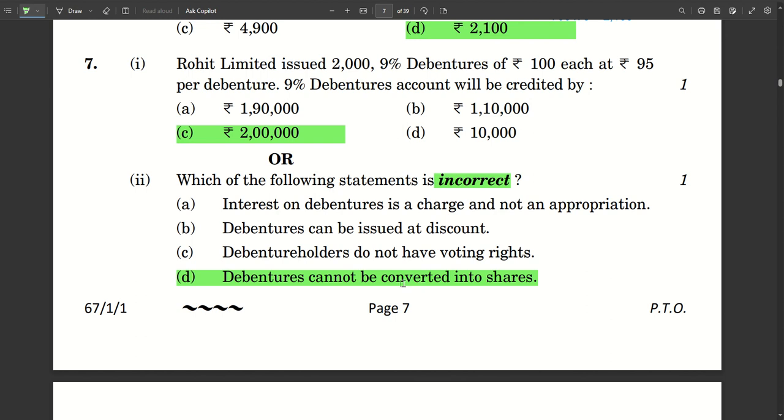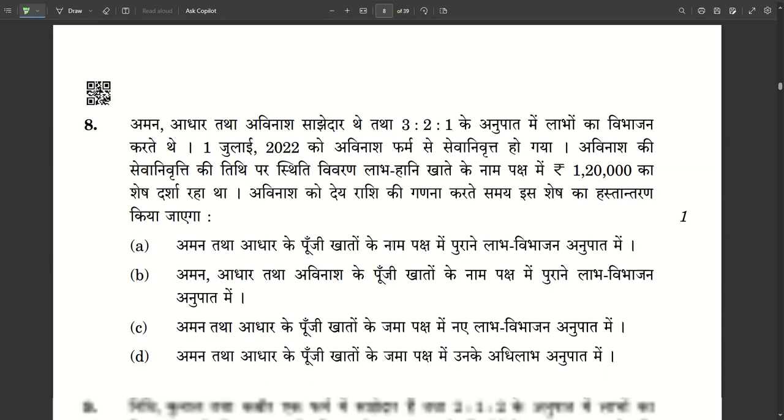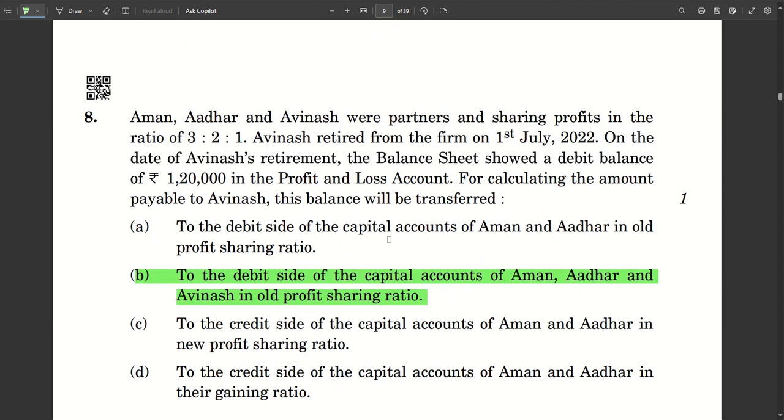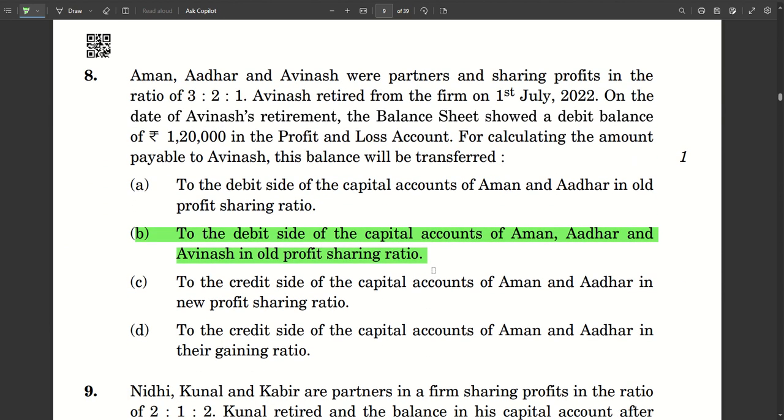This is incorrect because debentures can be converted into shares. Okay, let's move on to the next one. Here we have three partners, Aman, Aadhar, and Avinash, who were partners, and their PSR is given as 3 to 2 to 1. Avinash retired from 1st July.